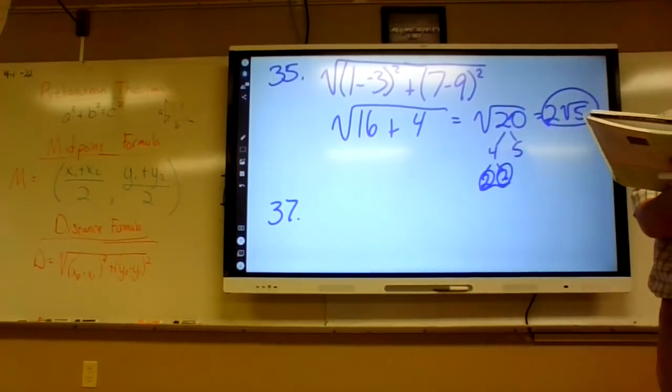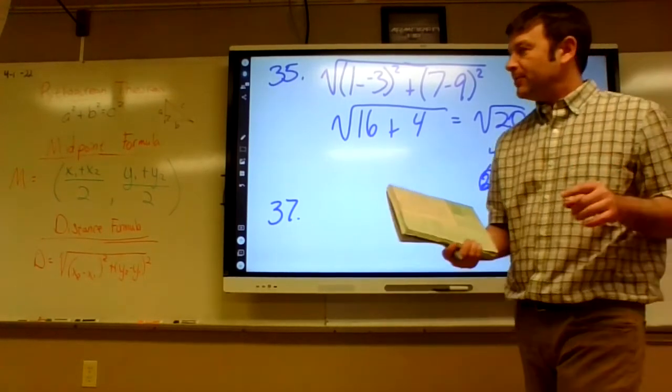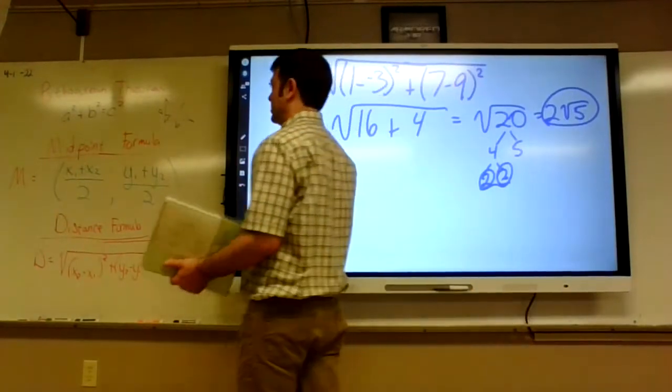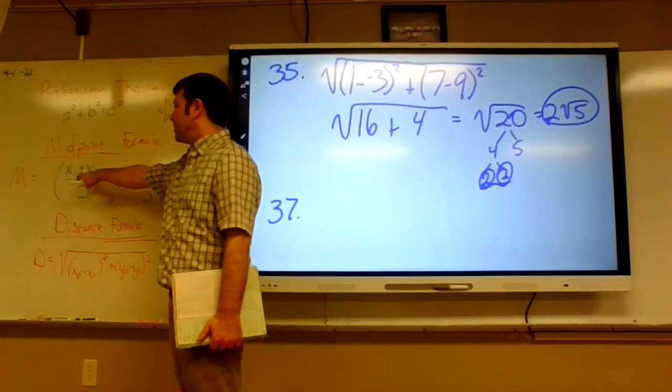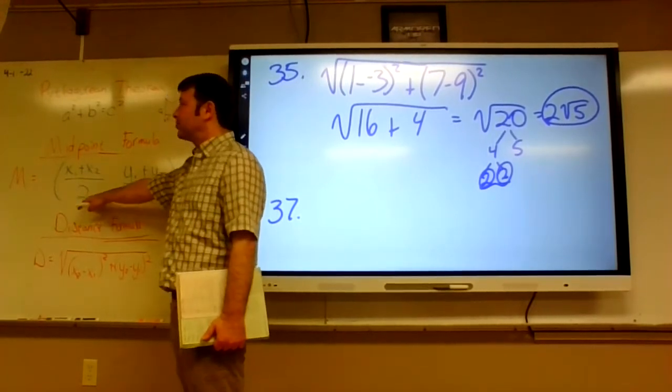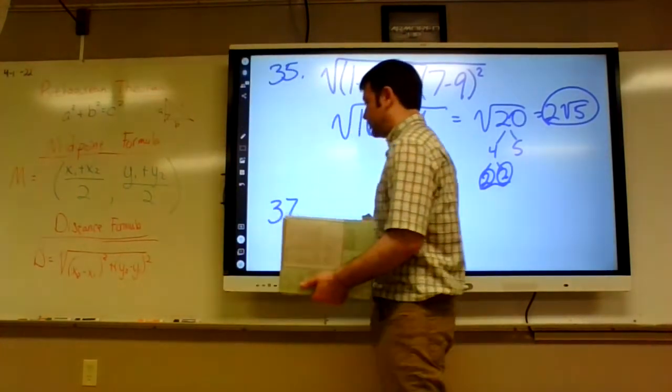Okay, 1, 7, negative 3, 9. So on 37, we're using the same numbers. But this time we're supposed to find the midpoint, so guess what we're gonna do? Midpoint formula. So this time we're adding the x's divided by 2, that's the x coordinate. Add the y's divided by 2, that's the y coordinate. So we got two different numbers on this one.